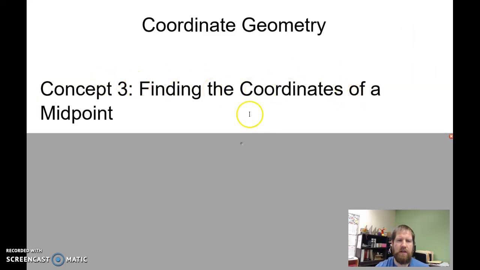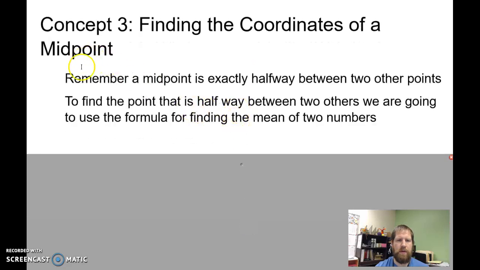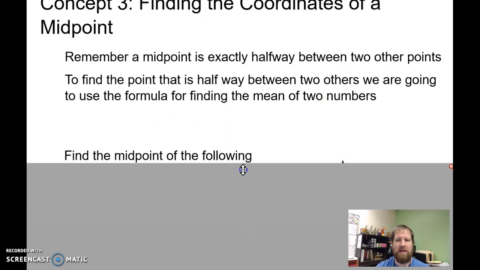Concept 3, finding the coordinates of a midpoint. Alright, so remember from our vocabulary, a midpoint is the point that's exactly halfway between two other points. And to find this, we are going to go back a couple years to the formula for finding the mean or average of two numbers.